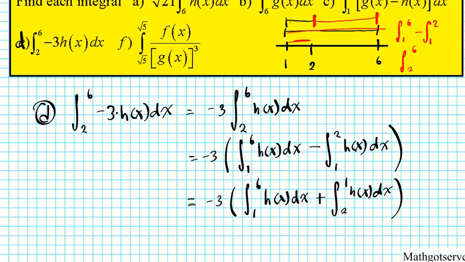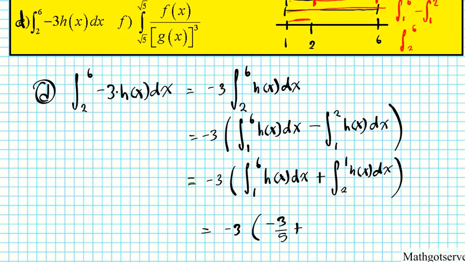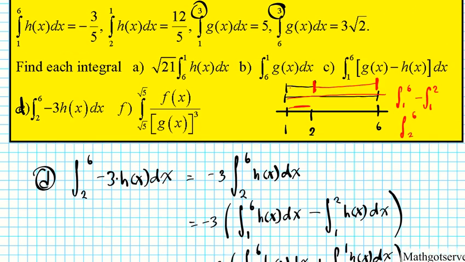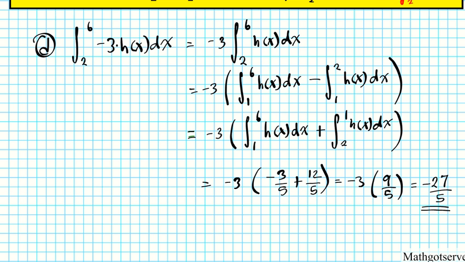So the first one is negative 3 over 5, so we have negative 3 times negative 3 over 5, plus the second one is 12 over 5, plus 12 over 5, okay? Alright, let's evaluate what's in the parentheses first using order of operations. Negative 3 plus 12 is 9 over 5. And we'll multiply that, and you have negative 27 over 5. Alright, so there goes the answer to option letter E.